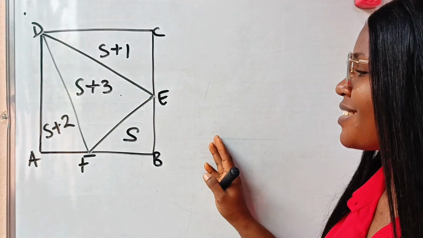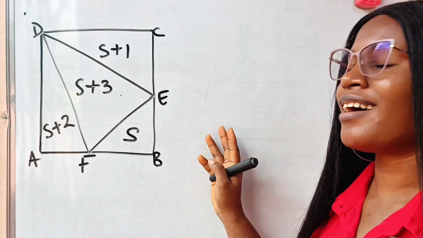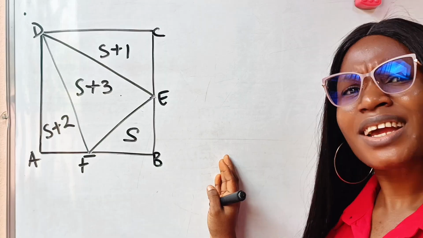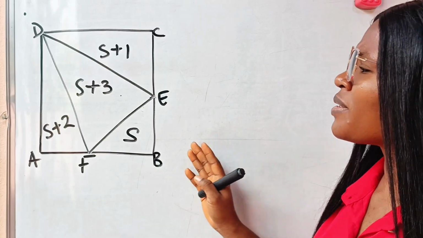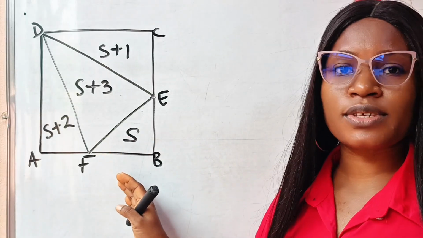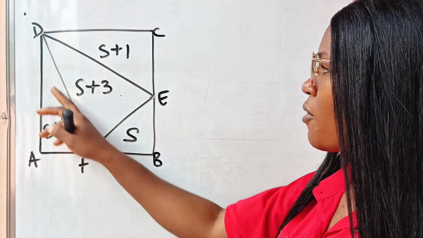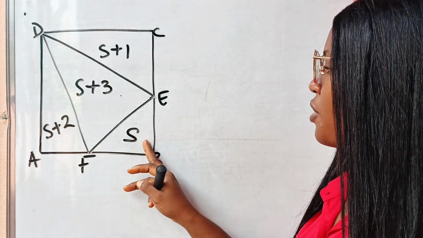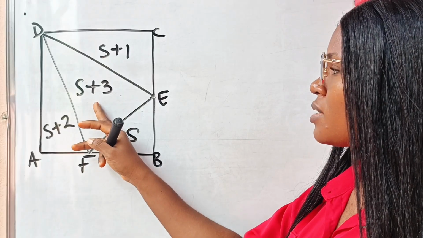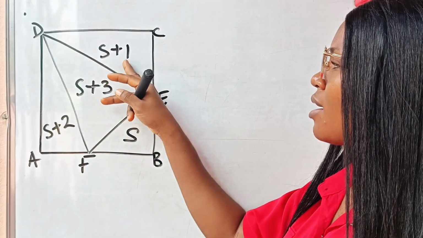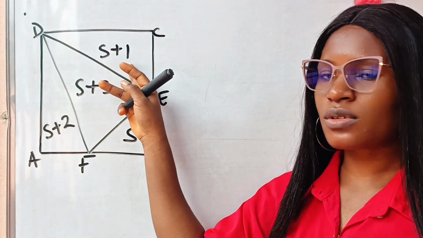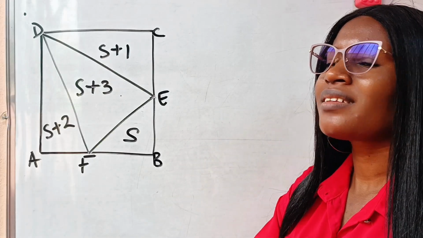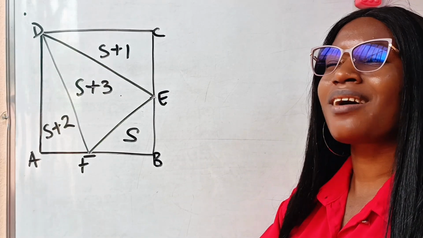Today we have this lovely geometry question. Should I call this a geometry question? It's still geometry, yeah. So the question says that this is not drawn to scale. The area of this particular triangle is s plus 2, the area of this is s, the area of this is s plus 3, and the area of this is s plus 1. Now the question says that we should find the value of s. How do we go about this?